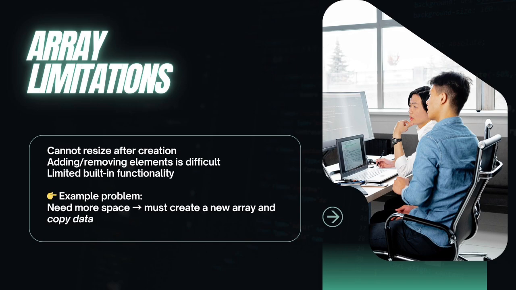To summarize, arrays in C# are simple, fast, and memory-efficient data structures. They are very powerful for fixed-size data storage, but the lack of flexibility makes them less suitable for dynamic situations.